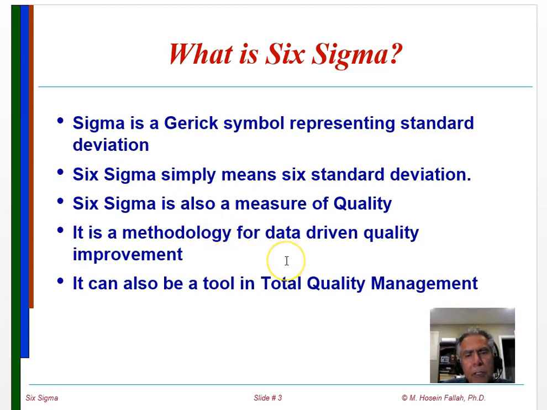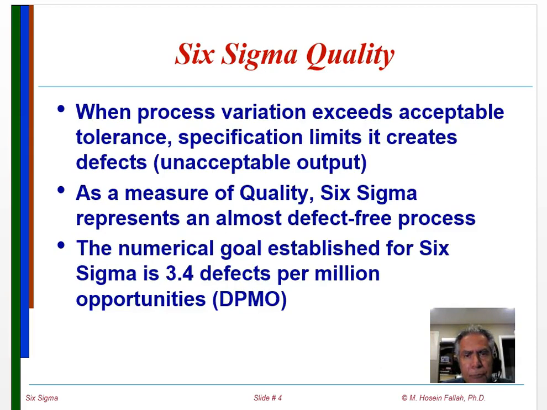As a methodology, it is also a quality improvement tool for breakthrough improvement in any process. Six Sigma can also become a management program when an organization adopts Six Sigma as the core of its TQM system. So those are various ways of people looking at Six Sigma in terms of its definition and use.